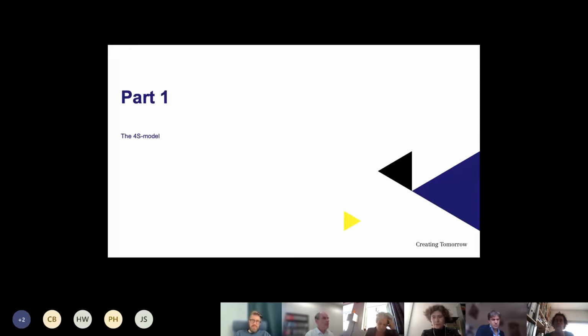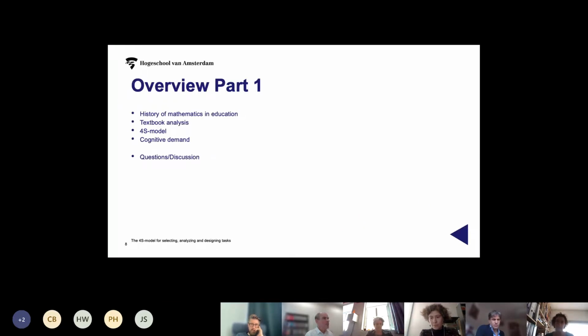So much for the introduction, so let's get to the content. I'm going to start by talking about what I call the 4S model. I want to share a little bit on history of mathematics in education in general, and tell you about a textbook analysis that I did, which eventually led to the creation of the 4S model, and I will relate that to the cognitive demand. And then if people have questions on this part of the talk, I will try to answer them.